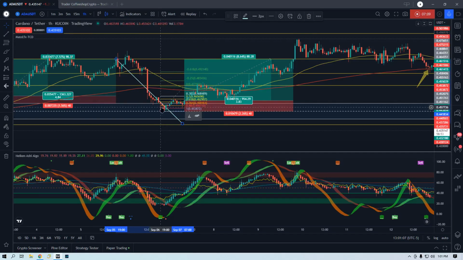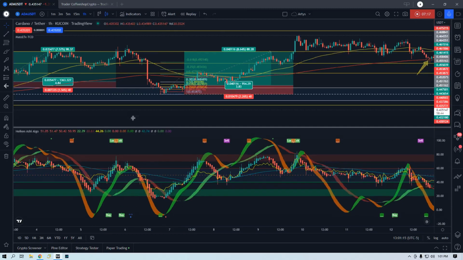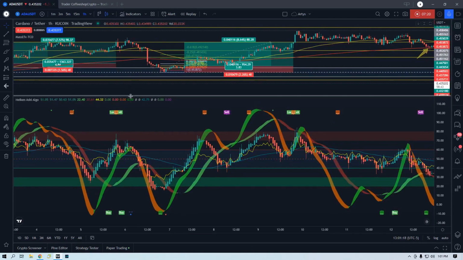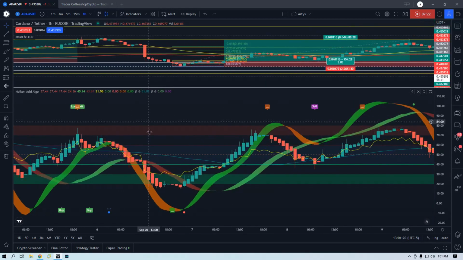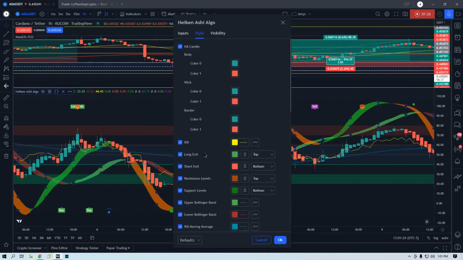So this was resistance. I'm going to support. The close of the candle on support is here. Draw a line straight through it. When price breaks above, that means you have broken the trend. It wasn't a downtrend, and now the trend is broken. Okay? Now, support and resistance levels, real quick, right there.